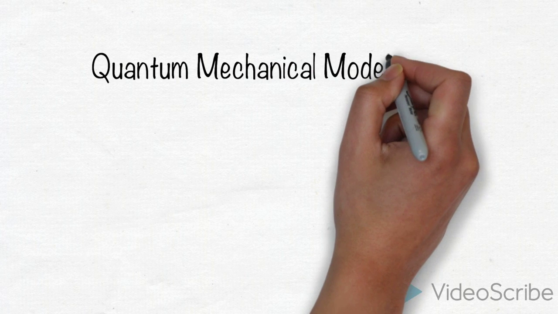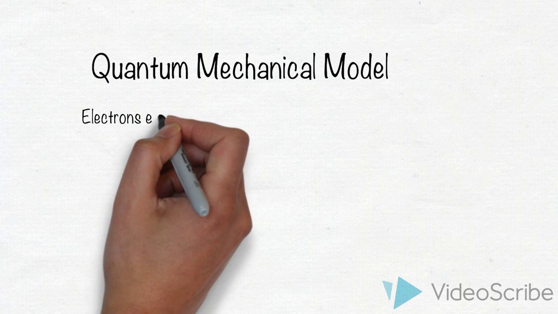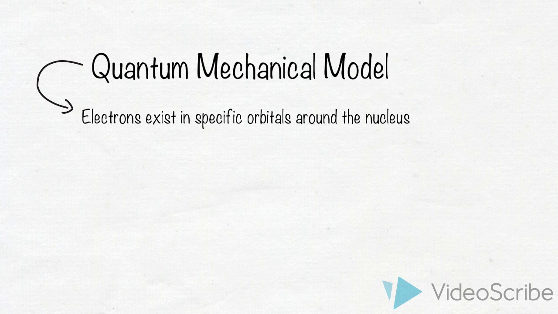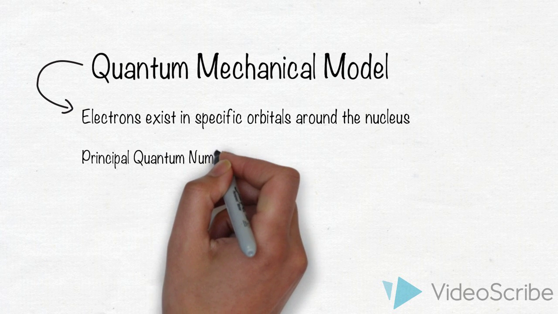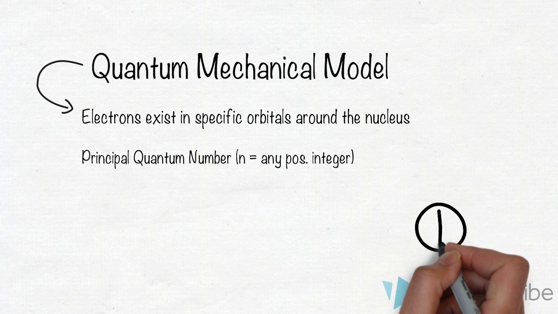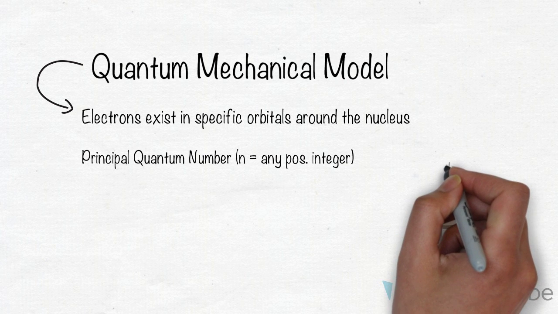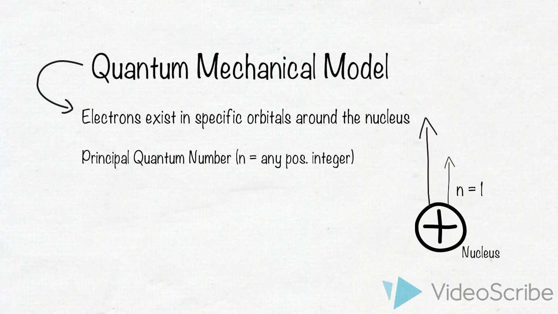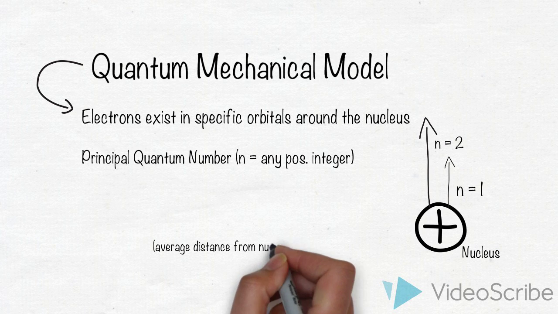This is because of the quantum mechanical model, which states that electrons exist in specific orbitals around the nucleus. Along with this model comes the idea of the principal quantum number. This number, we'll call n, dictates the kind of shell the electron is in. As n increases as we go down the group, so does the average distance of the electron from the nucleus.